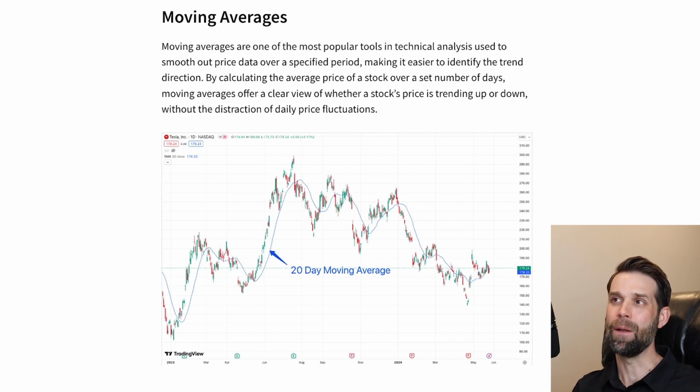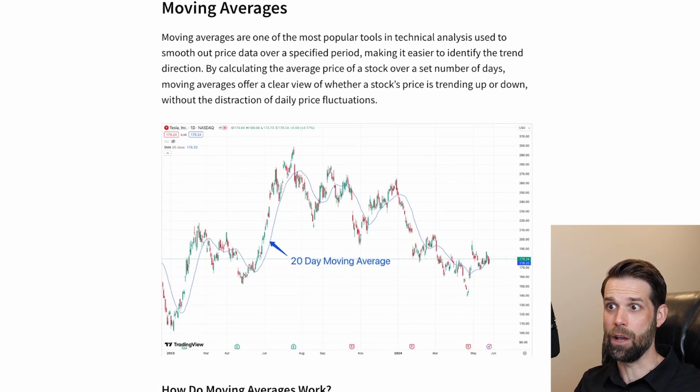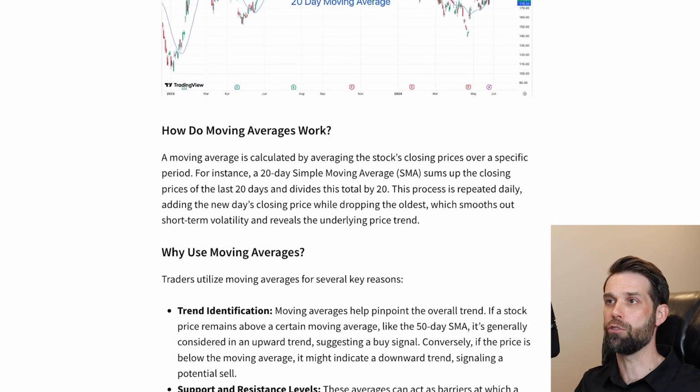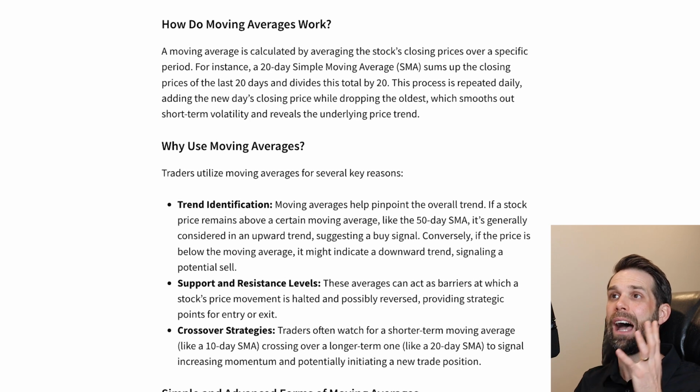By calculating the average price of a stock over a set number of days, moving averages offer a clear view of whether a stock's price is trending up or down without the distractions or the noise of the day-to-day fluctuation. So we're going to go over to TradingView and actually look at one, but let's just quickly review how these are calculated and how they work.